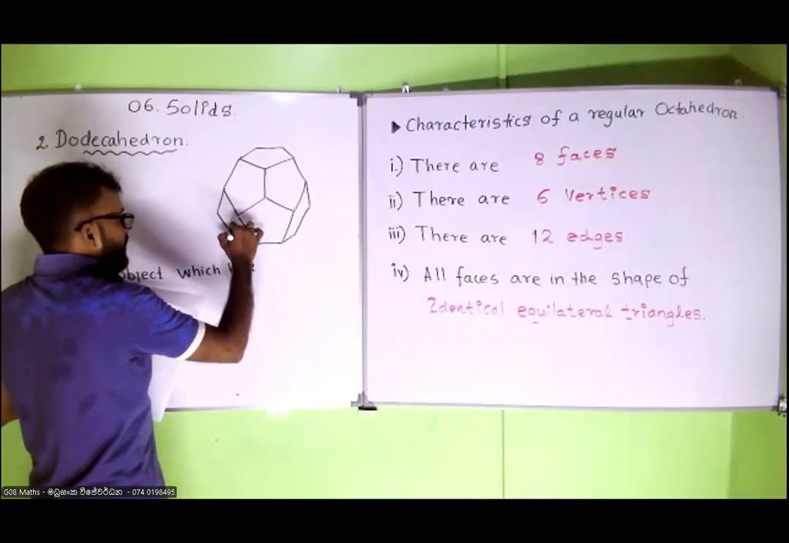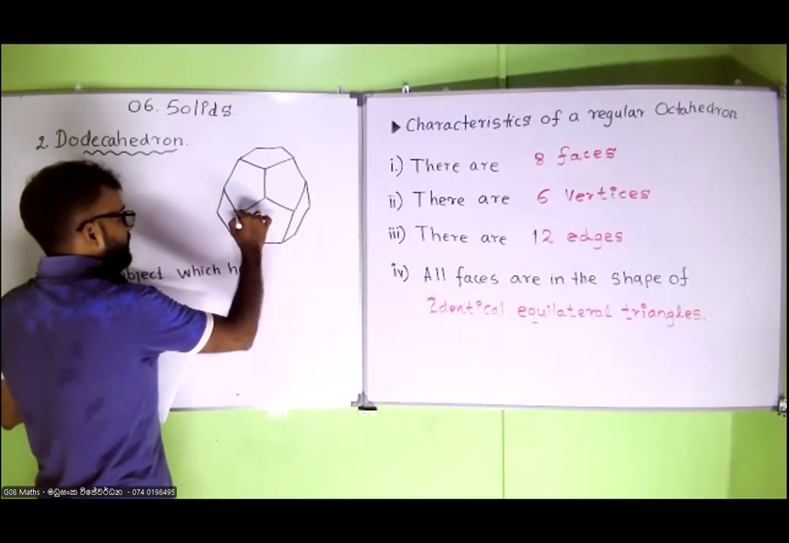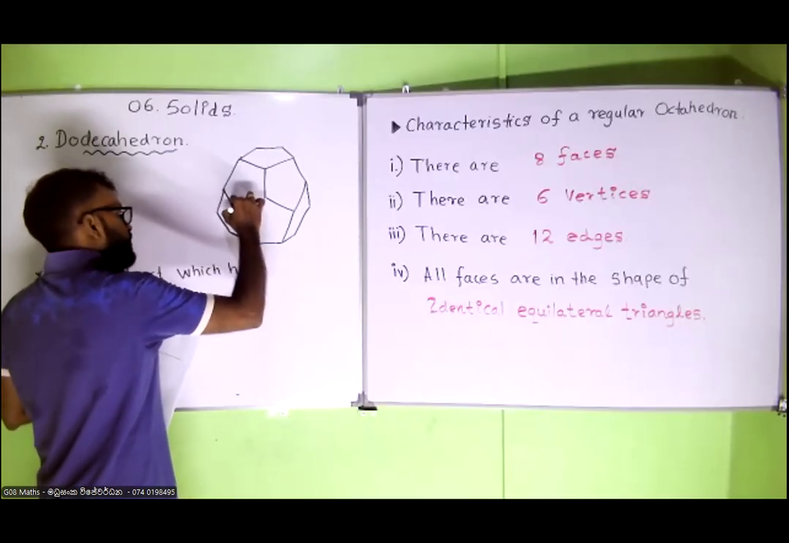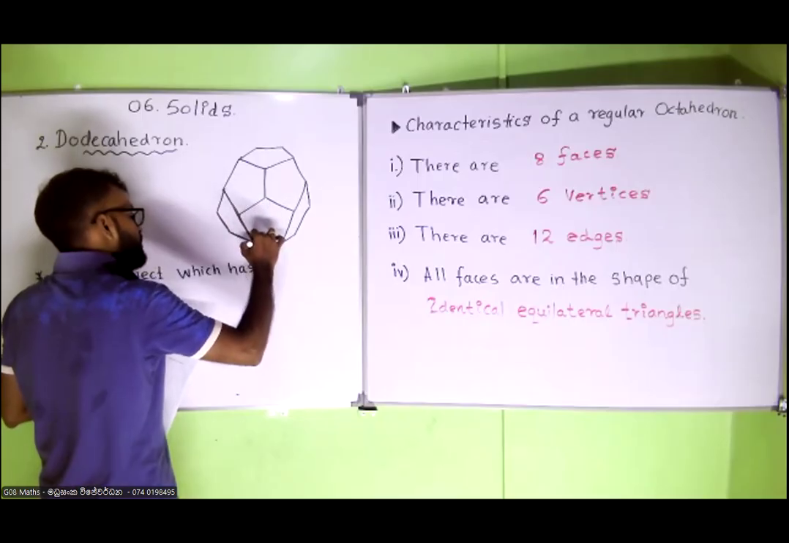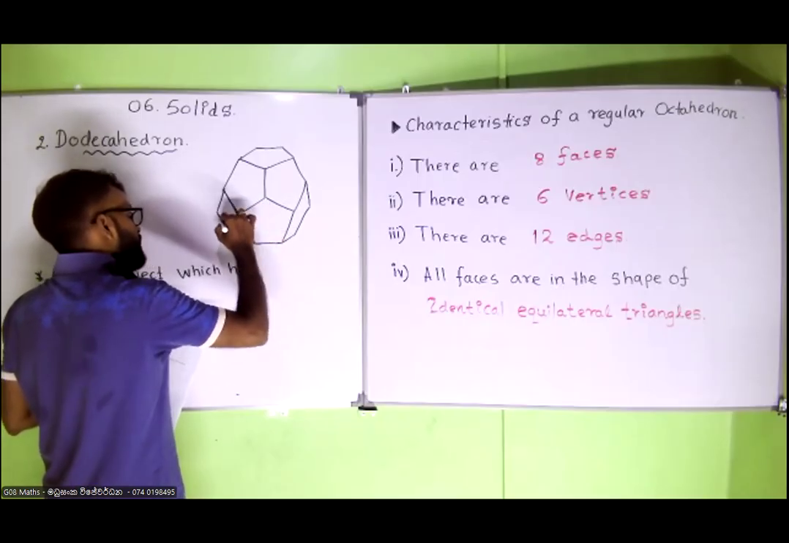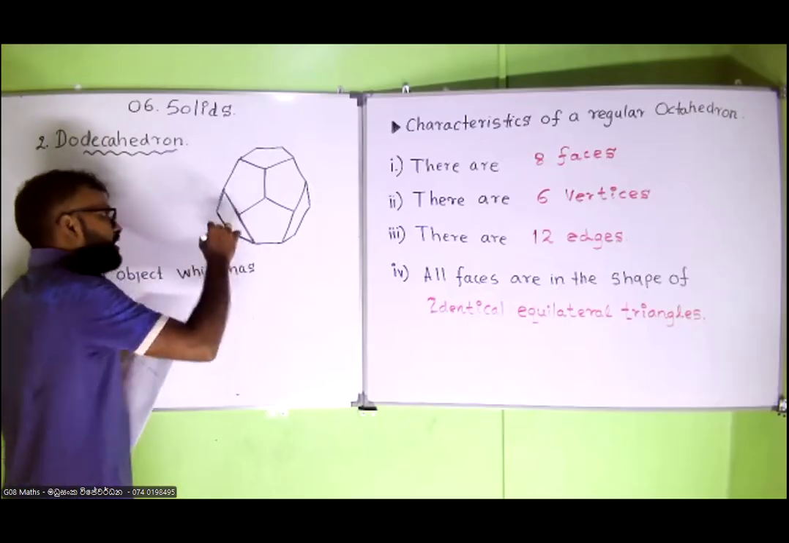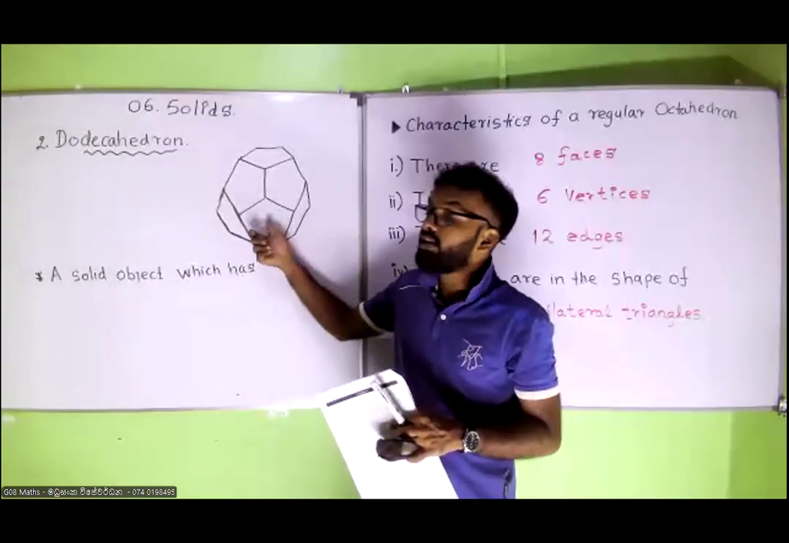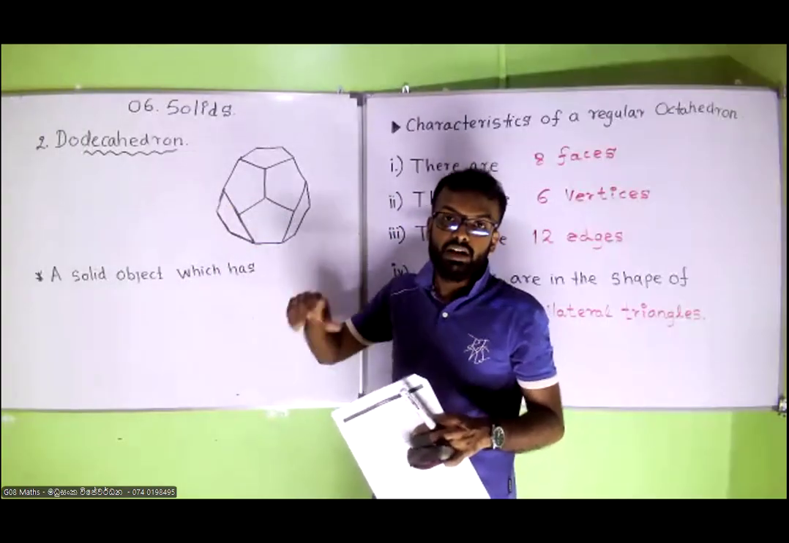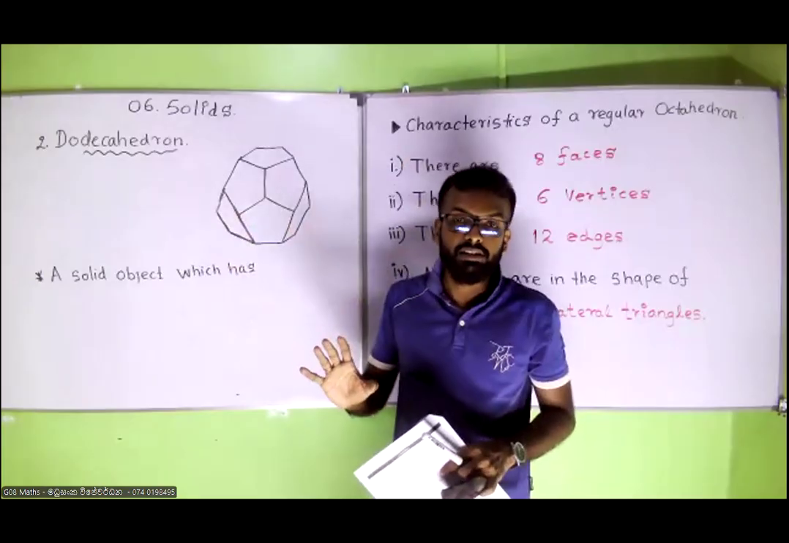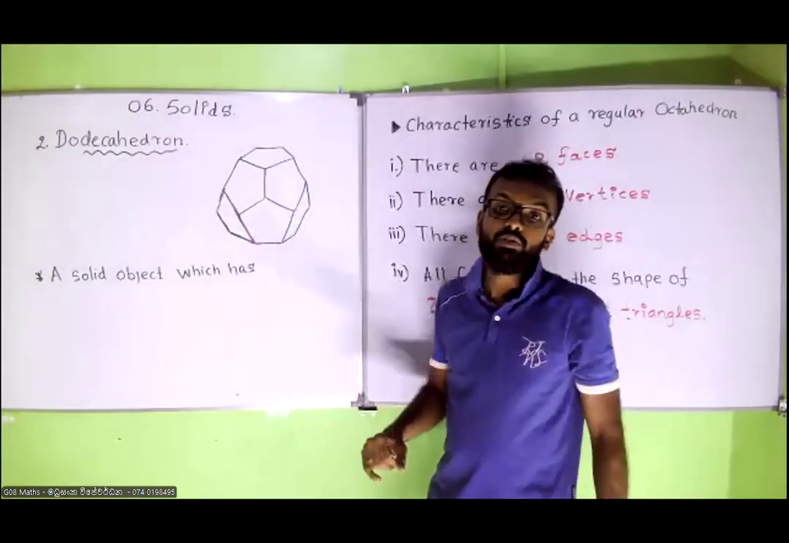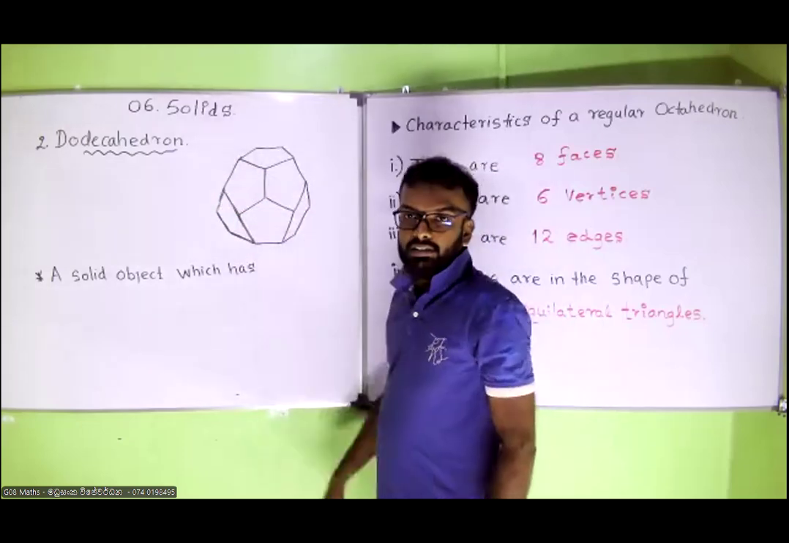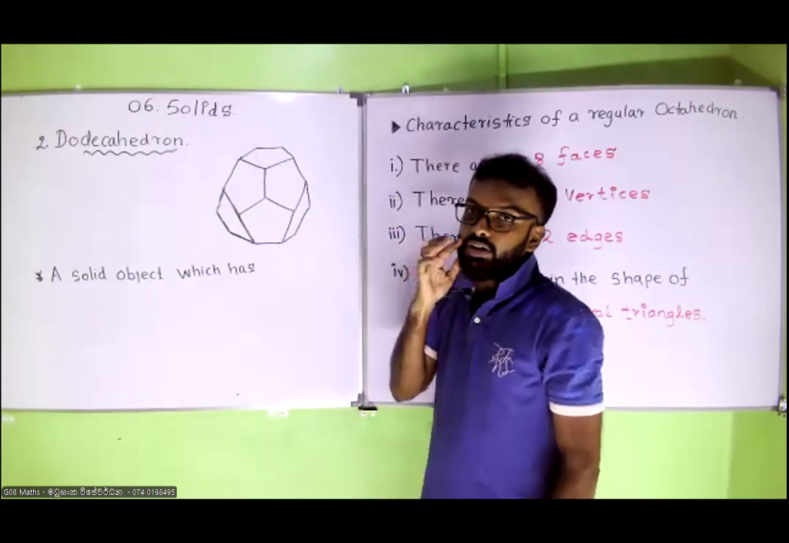So this is something like a lantern, very similar to a Vesak lantern. Normally we use these kinds of shapes for Vesak lanterns. By using colored cardboard, we make these things and put staples at the edges so that we can build a beautiful Vesak lantern by using this dodecahedron solid format. So this is our dodecahedron.